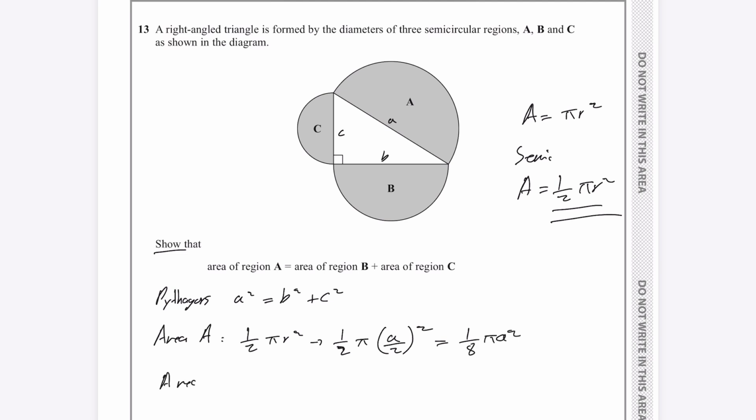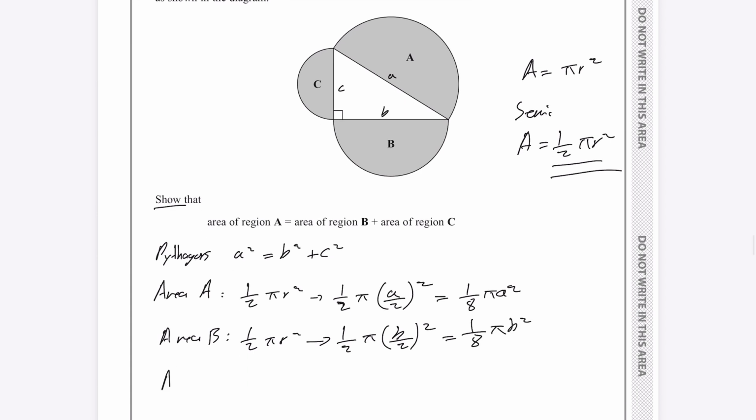And similarly, the area of B is going to be half pi r squared, which can be written as a half pi b over 2 whole squared, which is 1 over 8 pi b squared. And then we have the area of C, which again is the exact same thing.